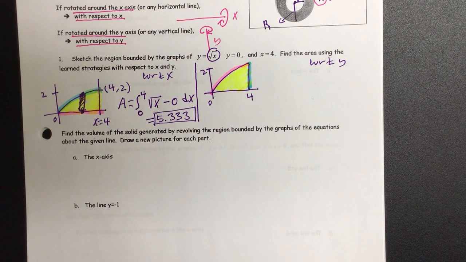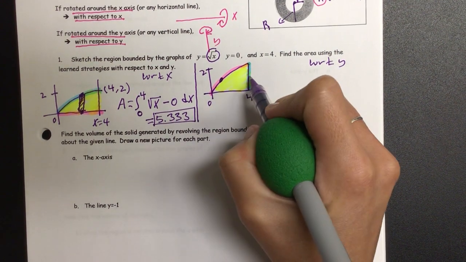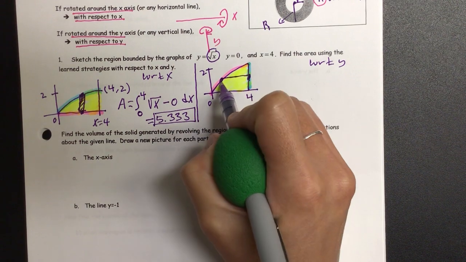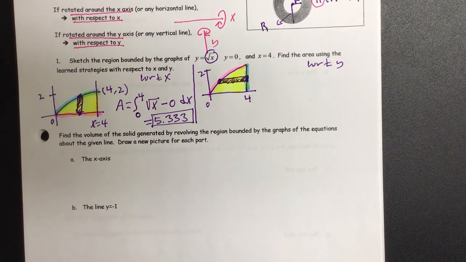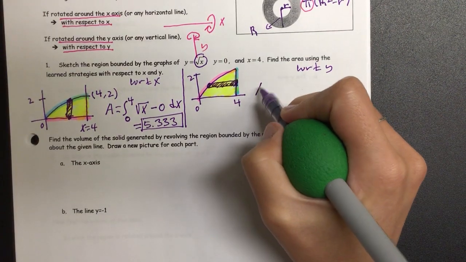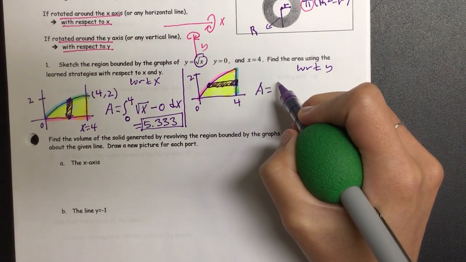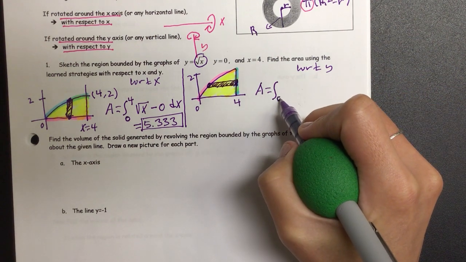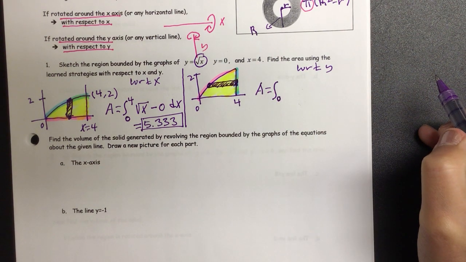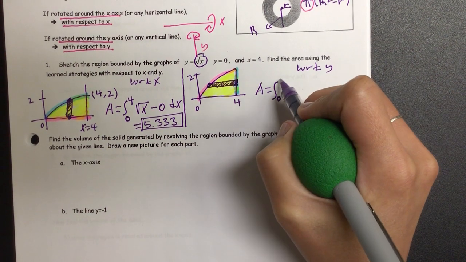Pick a point anywhere on the left and the right, and as long as you're touching the pink and the blue, you're good to go. So that ruler is scanning up and down, hence with respect to y. So for the area, what is my low number and high number on this one? 0 to where? To 2.